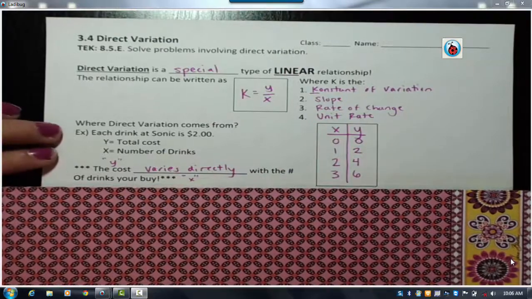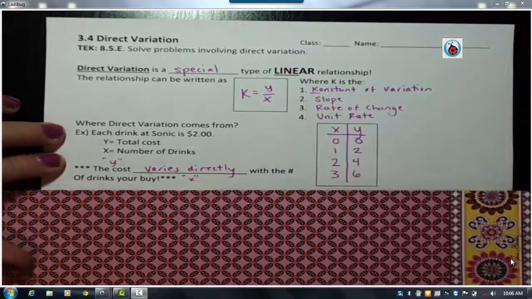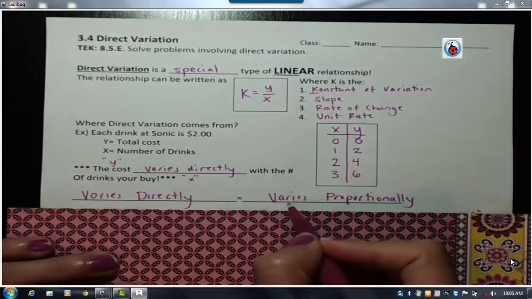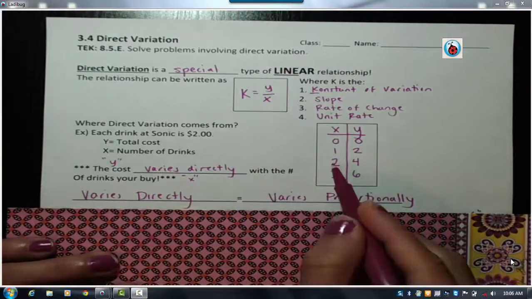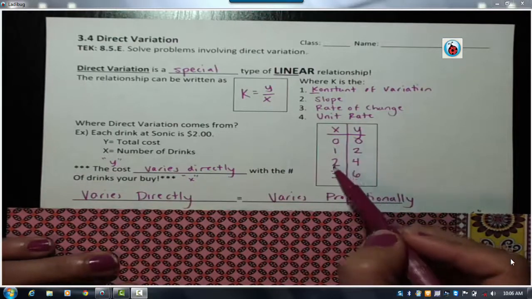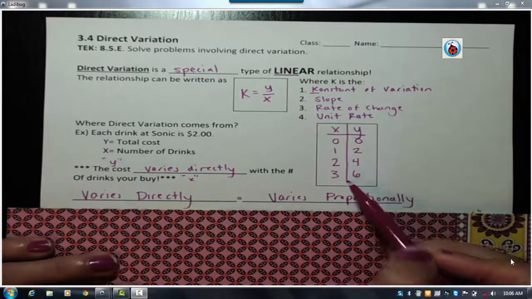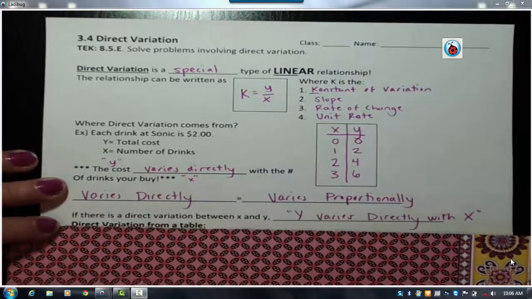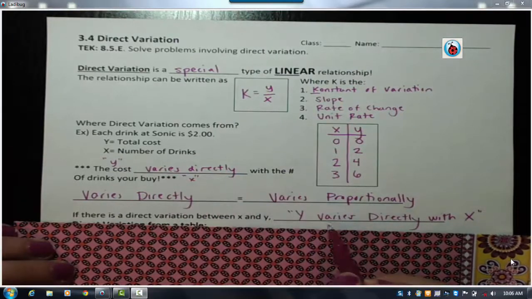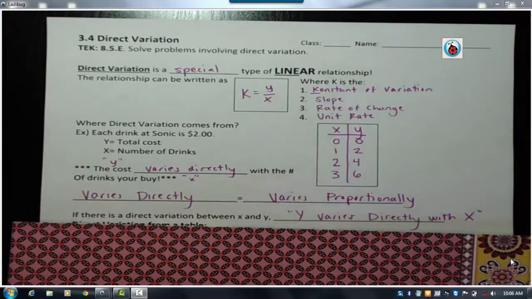So direct variation, just to summarize with this example, is that varying directly is really varies proportionally. I can find my constant or my rate of change or my slope because depending on the number of drinks I buy is going to determine my cost. So if there is a direct variation between my x and my y value, just like the one that we talked about, this is really important that you remember. Y varies directly with x. That's how we come up with our direct variation.